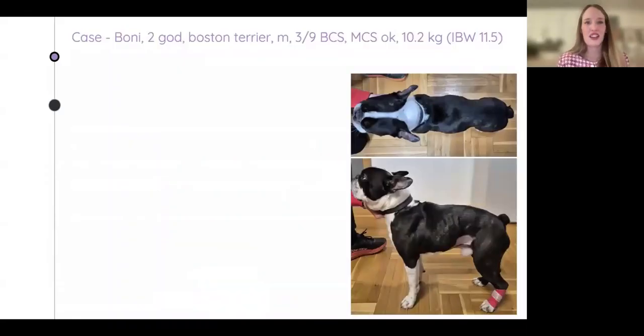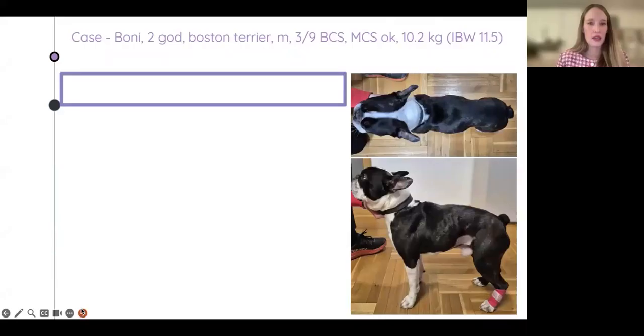And now for the case that we are going to look at. This is Bonnie. He's 2 years of age, a Boston Terrier, male, with a body condition score of 3 out of 9. Muscle condition score is okay, but on the verge of mild wasting. And the current body weight is 10.2 kilograms, and the ideal body weight would be 11.5 kilograms when recalculated on a body condition score of 4 of 9.